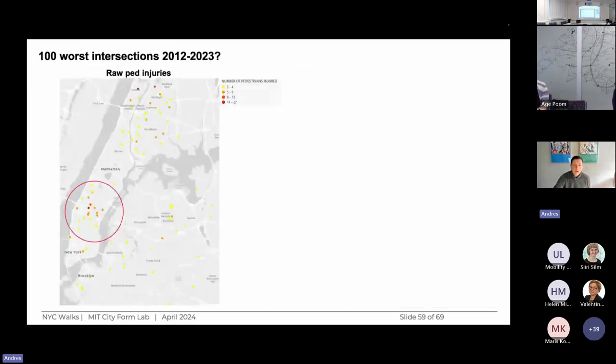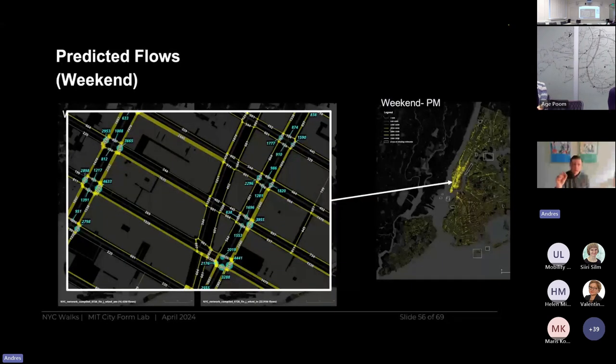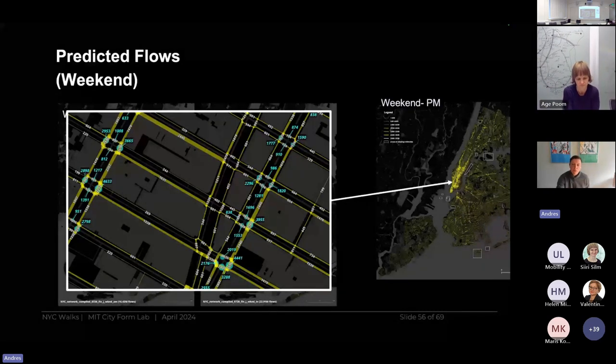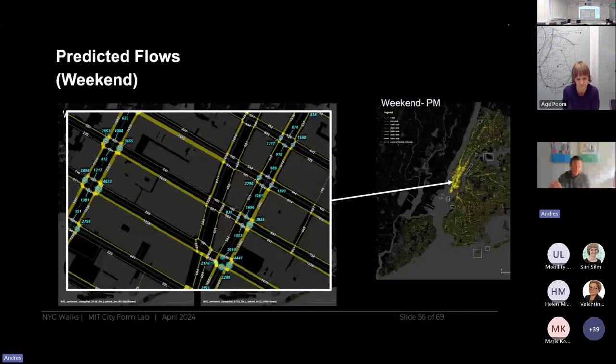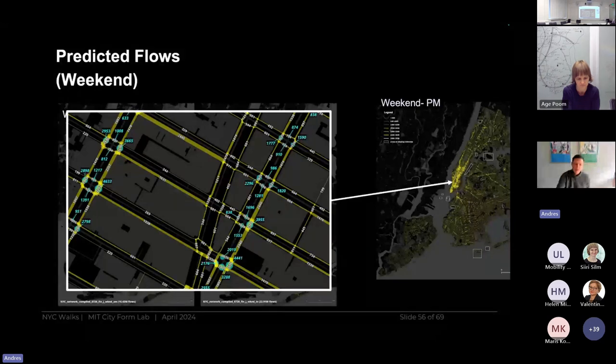And overall, I don't have this slide here, unfortunately, to show, for all peak periods, for the weekday AM, lunch and PM, and also for the weekend AM, lunch, and PM periods, the correlations at the 1,000 locations on weekdays and the 495 locations on weekends were all over 90% when comparing estimated and actual pedestrian volumes.